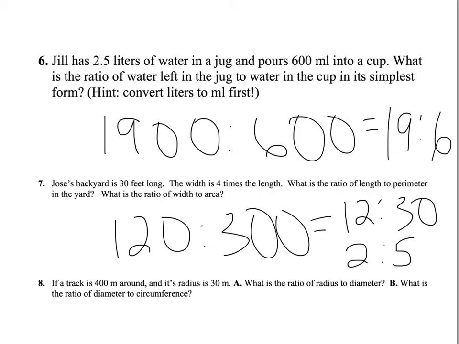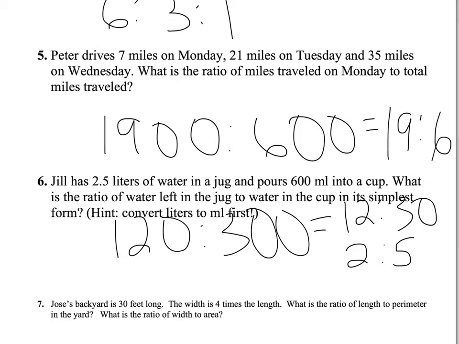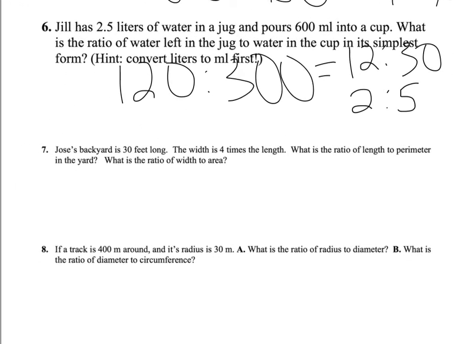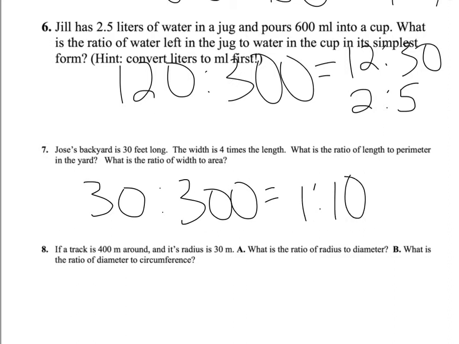Yes, Elmer? Wait, I think the length is 30. Huh? I think the length is 30. Oh, you're right. The width is 4 times the length. My bad. Let me undo that, actually. Okay. Let's write again here. So if it's 30 to 300, and that reduces from 1 to 10. Thank you, Elmer, for pointing that out.